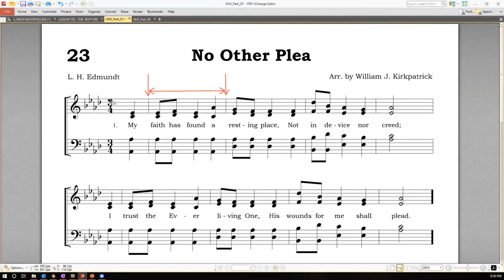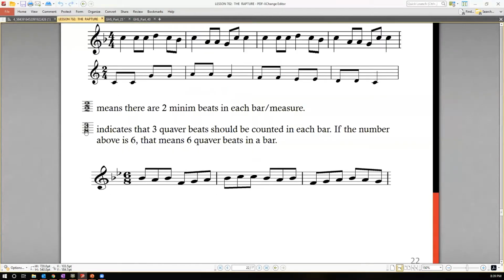So here we see a 3/4. We can also have a 3/8, a 2/4, or a 6/8. In this example we have a 3/8, which would mean we have 3 quaver beats in a bar, or 3 eighth notes in a bar. Then if the number above is 6, which you have here, you will have 6 quaver beats in a bar. So that's quite easy to understand.